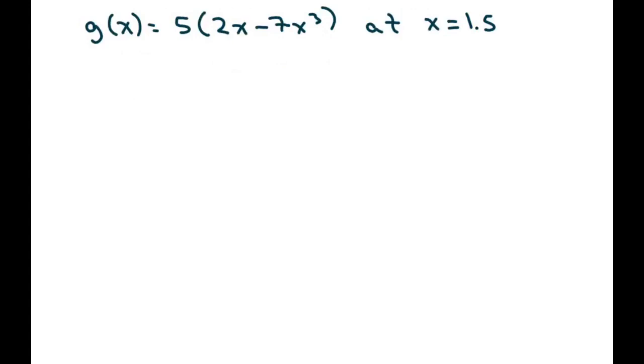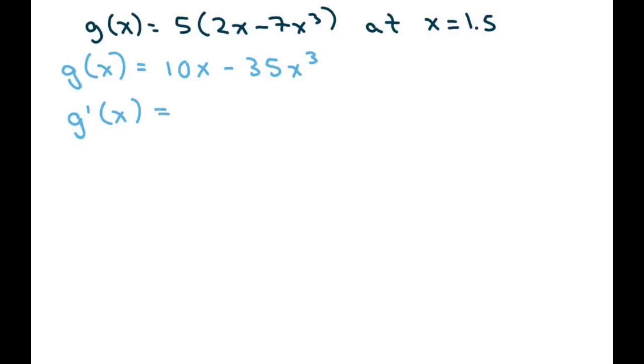And the next one is this one. So the first thing I want to do is simplify my function. And this is just going to equal 10x minus 35x cubed. And the next thing I want to do is differentiate. So we get 10 minus 105 x squared.